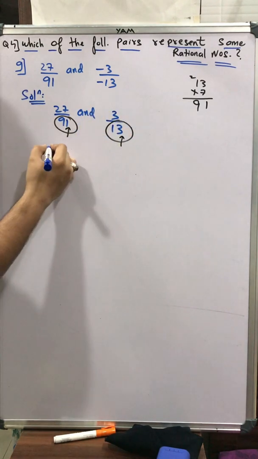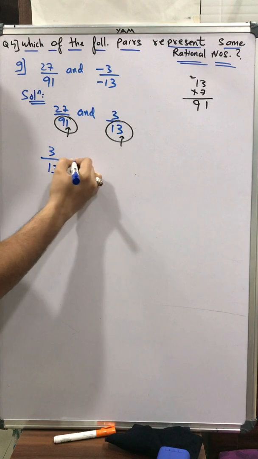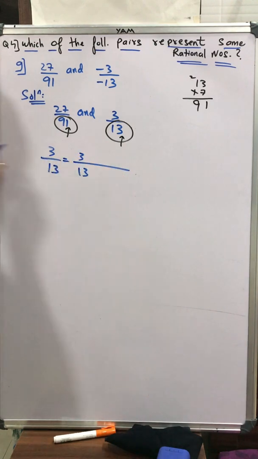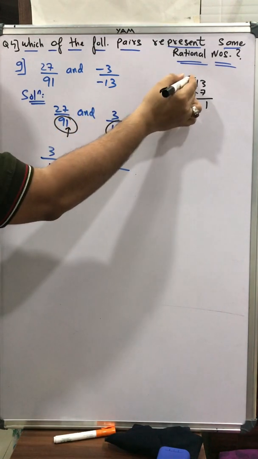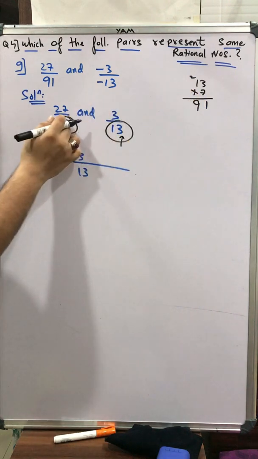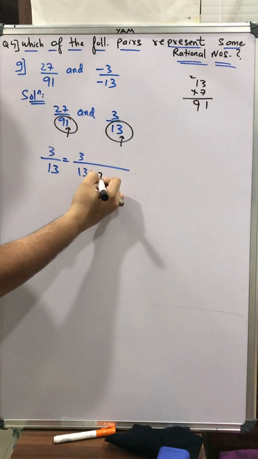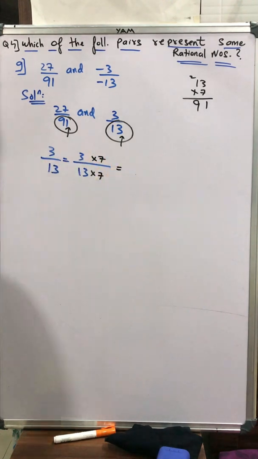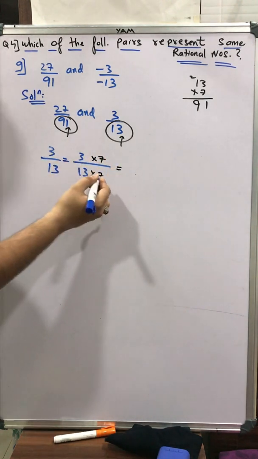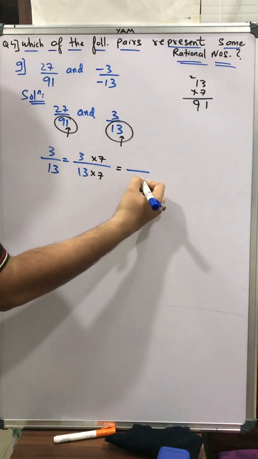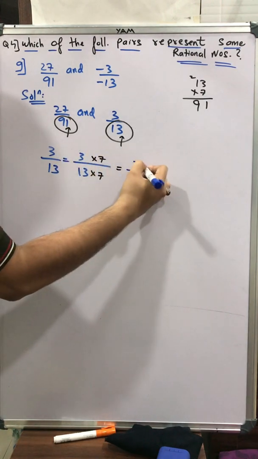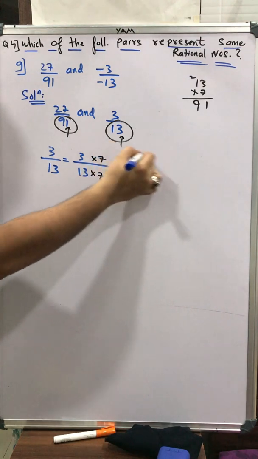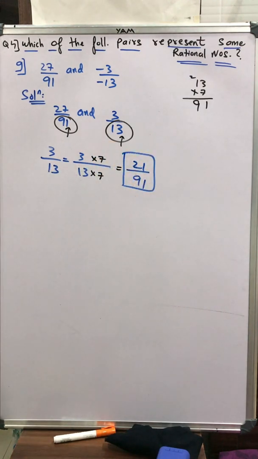So I'll write here 3 upon 13. Now I got to know that when 13 is multiplied by 7, then only it comes to be 91. So 13 multiplied by 7, so up also we have to multiply it with 7. Okay, so now let's see what's the answer. 7 13s we got here 91, but 7 3s is how much? It's 21.